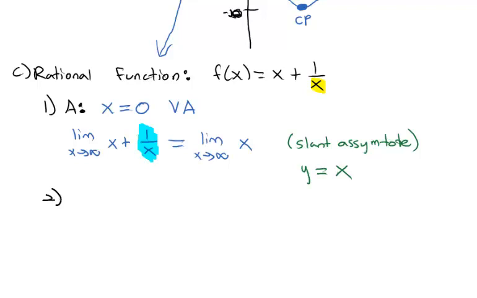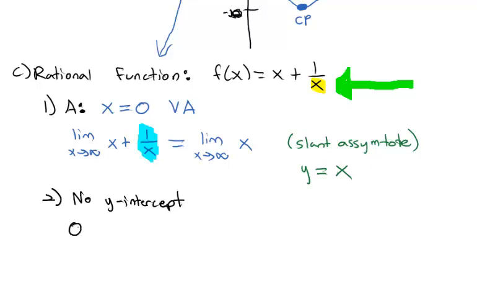2. Intercepts. If we wanted to find a y-intercept, we would plug 0 in for x, but that would make the fraction undefined. So that must mean there is no y-intercept, because that would make the fraction undefined.